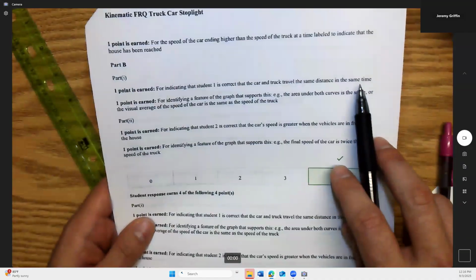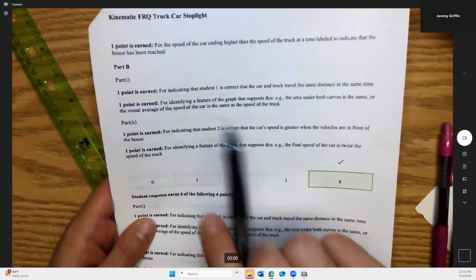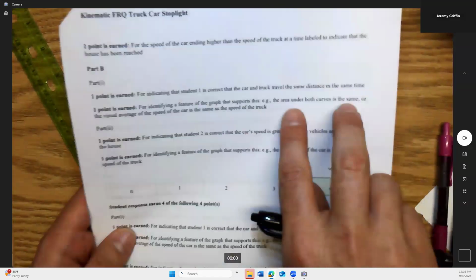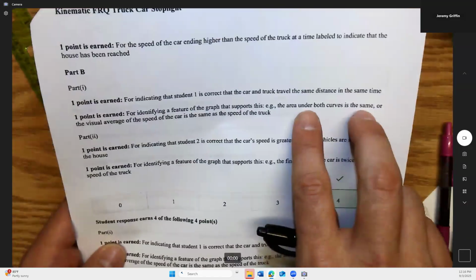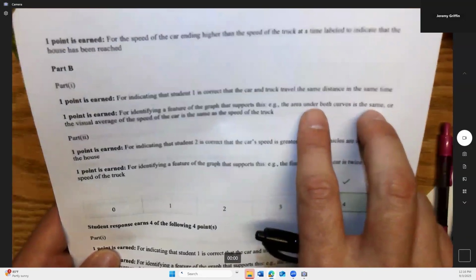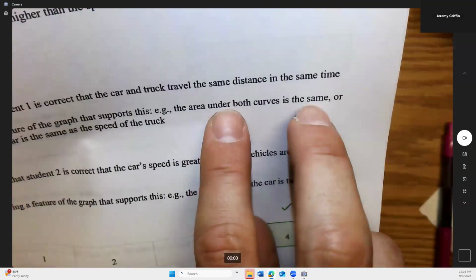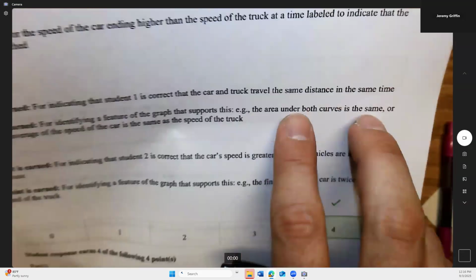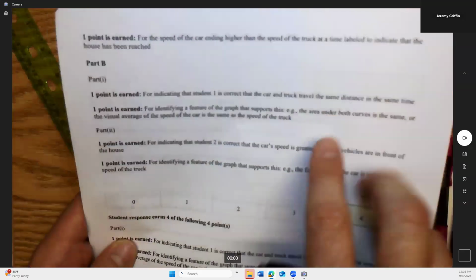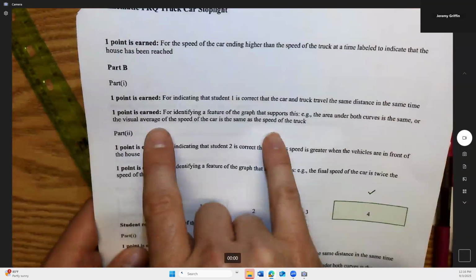That's the first point. Second point for identifying a feature of the graph that can support this. For example, guys, what feature of the graph tells you how far the vehicle's traveled? Area under the curve, which is exactly what it says right here. The area of the rectangle, the area of the triangle are the same. Or the visual average.